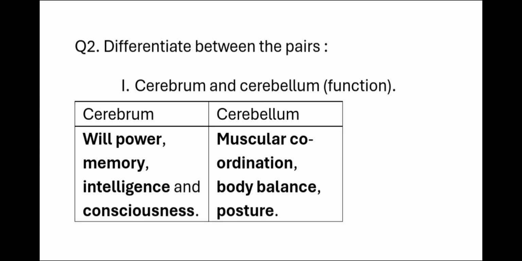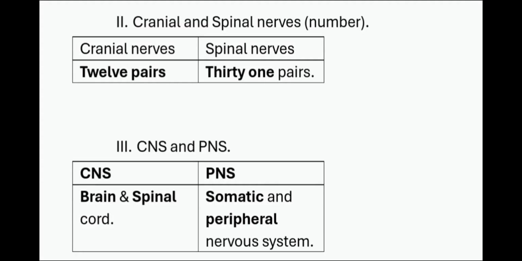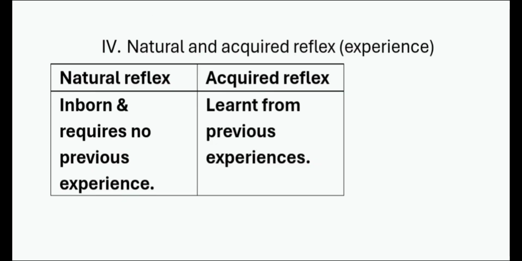We come to question number 2, where you have to differentiate between the cerebrum and the cerebellum. Cerebrum is the seat of intelligence, consciousness, whereas cerebellum is the one that controls the muscular coordination. Cranial nerves are 12 pairs. Spinal nerves are 31 pairs. CNS consists of brain and spinal cord. PNS consists of somatic and autonomic nervous system.